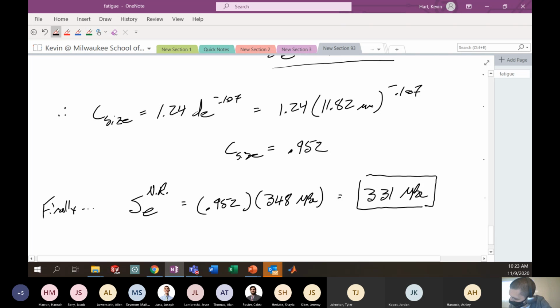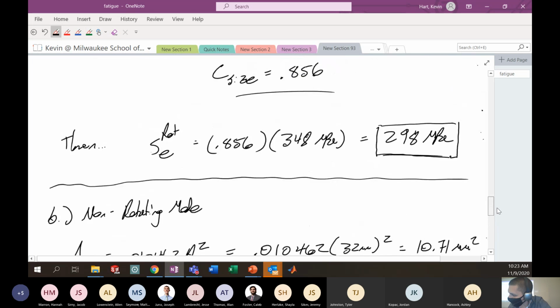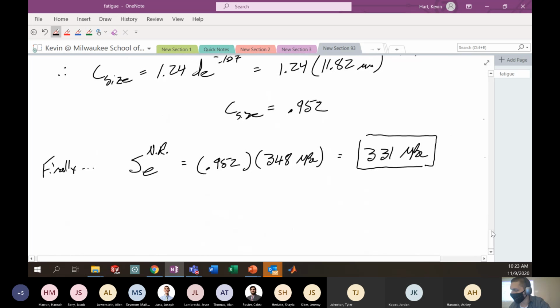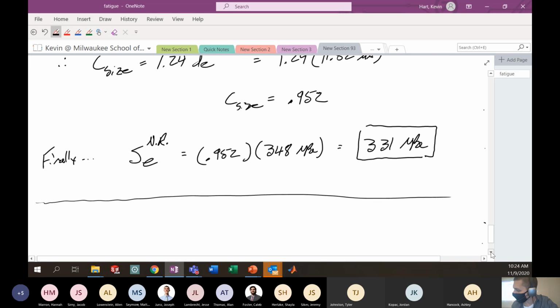Okay, so notice here in the non-rotating mode, 331 MPa is our modified endurance limit, and this is higher than that we saw for the rotating mode. So here, 331 MPa for non-rotating. Compare that to 298 MPa for the rotating bending mode. Okay, and again, it's because in the rotating bending mode, every single point is exposed to the maximum and minimum stress. But in the non-rotating mode, it's just the points on the top and the bottom, and points near to the top and the bottom, which are experiencing that maximum stress. All right, so there's your size correction factor.